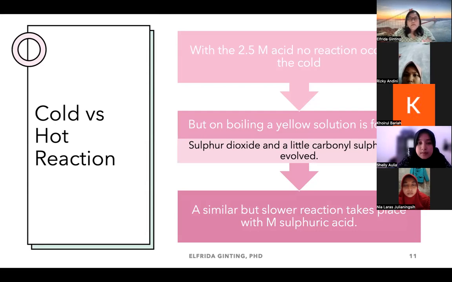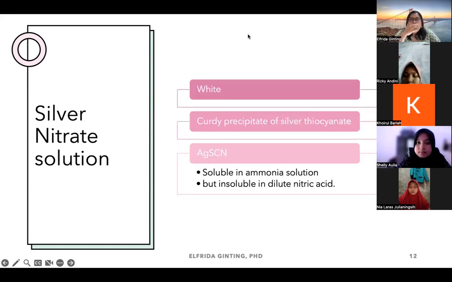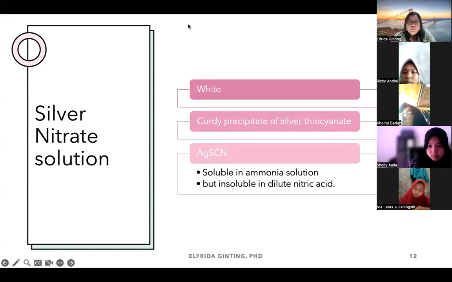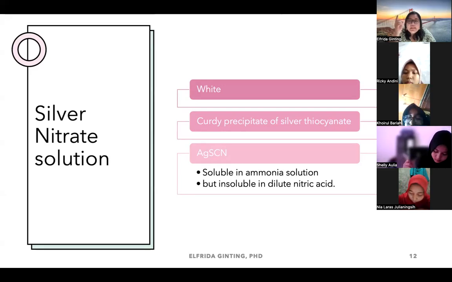Okay. Now, the first reagent is sulfuric acid. The second reagent is silver nitrate solution. If you mix silver nitrate solution with thiocyanate, it will have a white physical appearance, and then there will be a precipitate of silver thiocyanate.